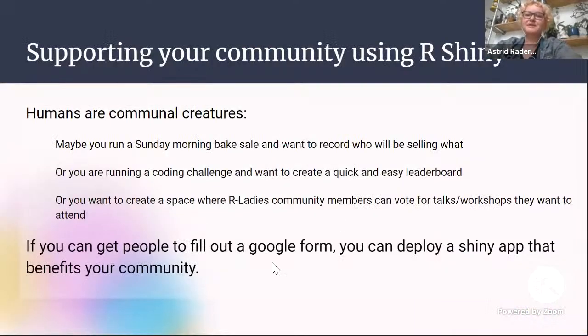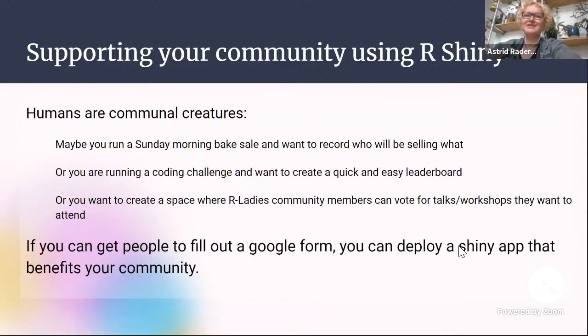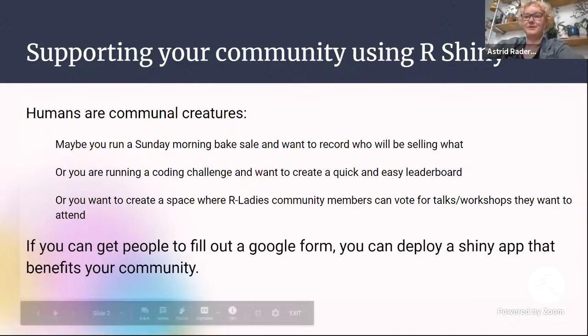So humans are inherently communal creatures. We are all getting together right now to chat about things that we enjoy. But maybe you run something like a Sunday morning bake sale and you want to record who will be selling what so that you don't have two grannies bringing the same type of cupcake. Or maybe you're running a coding challenge and want to create a quick and easy leaderboard for your community. Or maybe you want to create a space where R-Ladies community members can vote for talks or workshops that they want to attend. Basically, if you can get people to fill out a Google form, you can deploy a Shiny app that benefits your community.